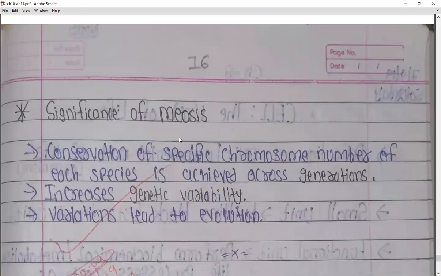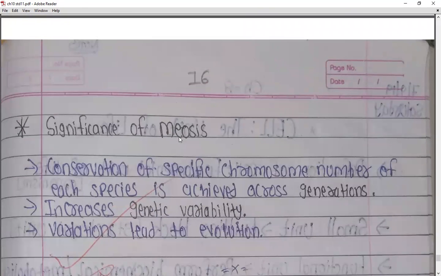Now we are going to see the significance of meiosis, where the conservation of the specific chromosome number of each species is achieved across generations. Through meiosis we can understand what exactly the specific chromosome number of a particular species is, right? And after how many generations, if any mutation or evolution has taken place, what is the exact change which has taken place. So the conservation of that specific chromosome number is carried out with the use of meiosis.